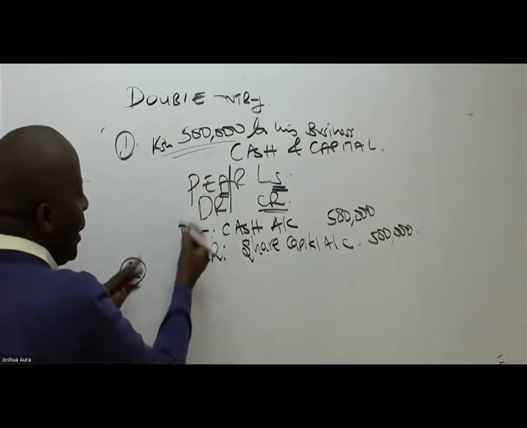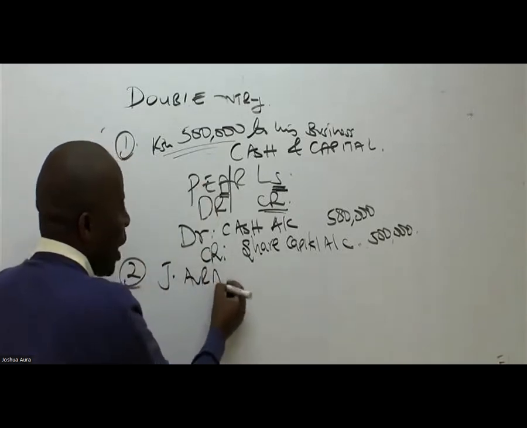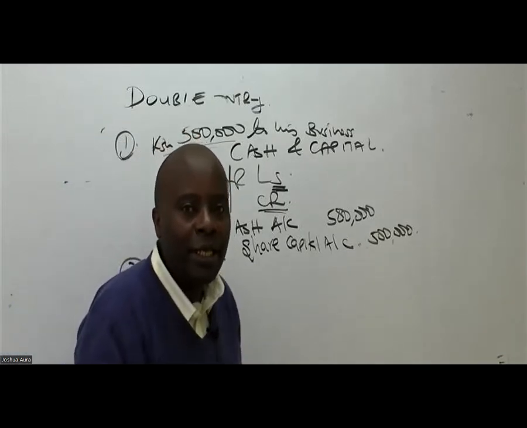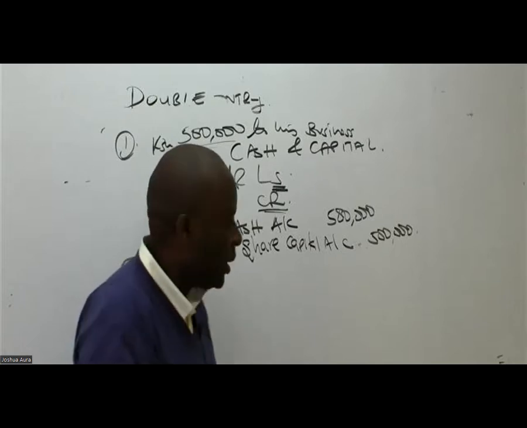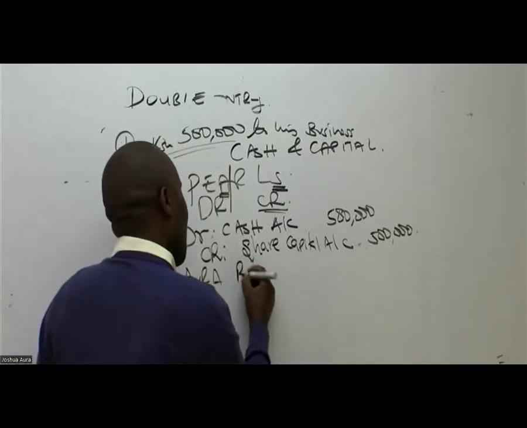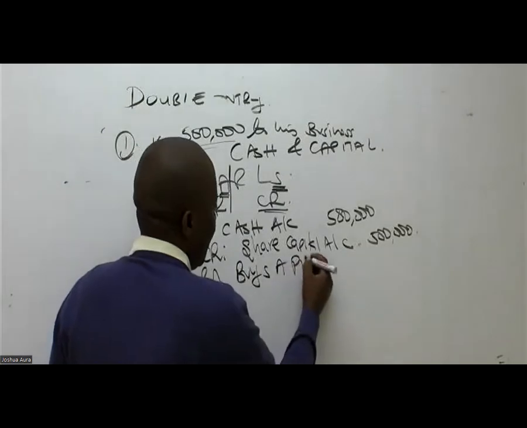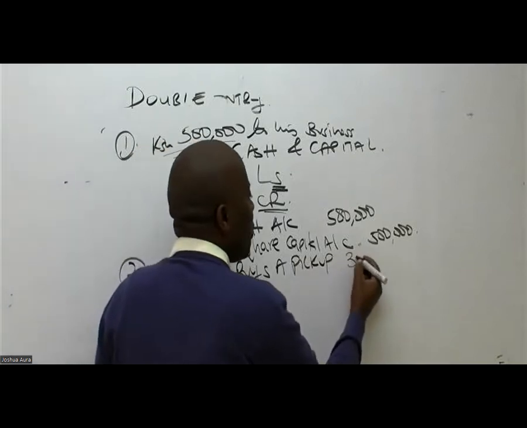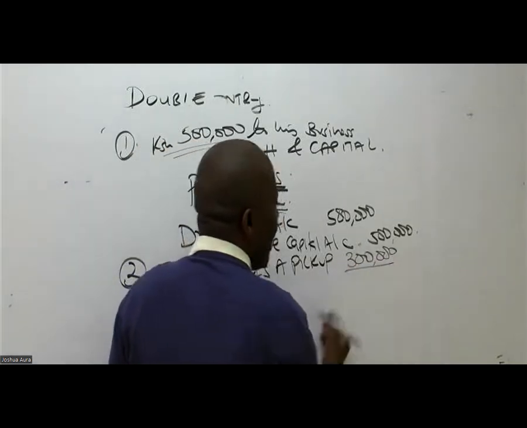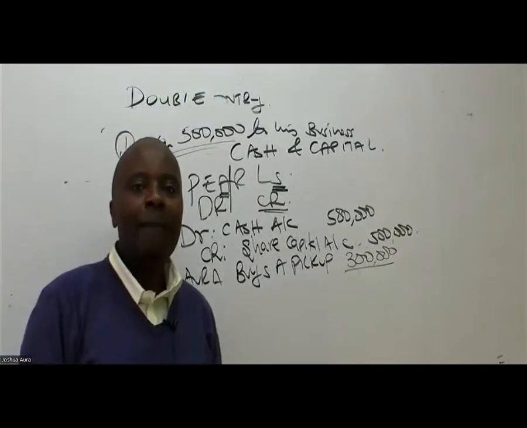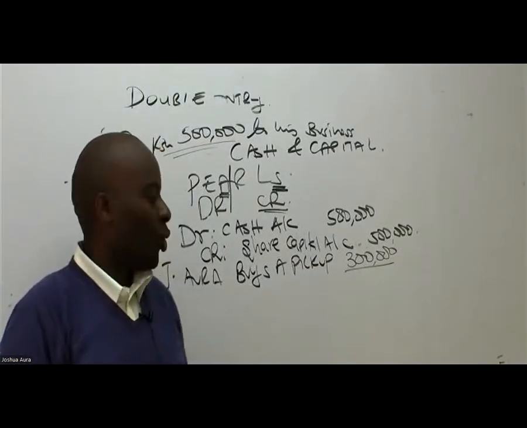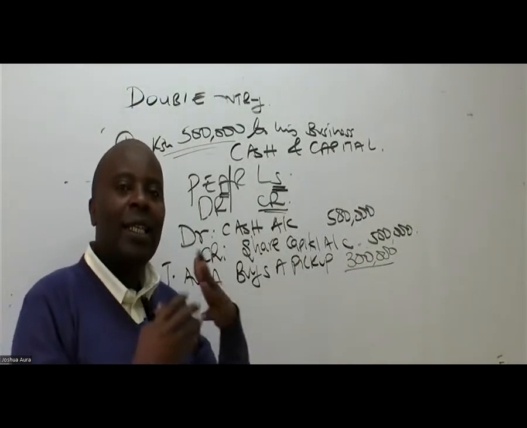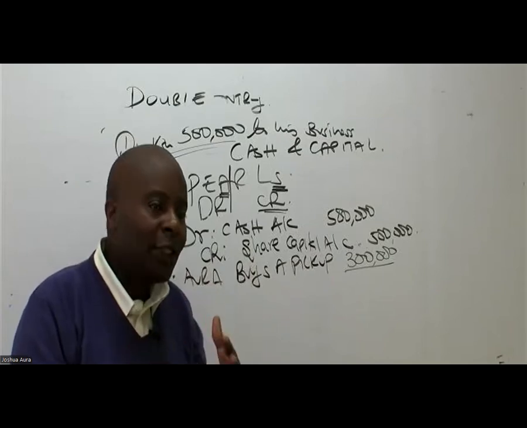Transaction number two for the business, we are told here, Joshua Aura buys a jalopy, an old rickety pickup for the business. So this pickup is worth 300,000. There is money being involved, so it's a business transaction. So Joshua Aura buys a pickup worth Kenya shillings 300,000, and then he's giving what here? He's giving cash.